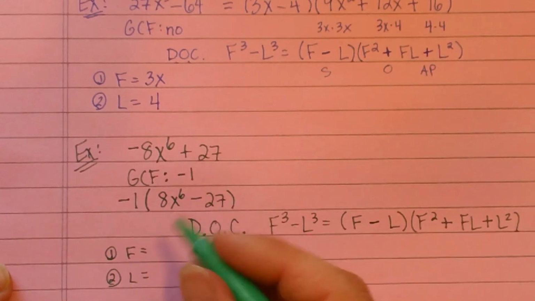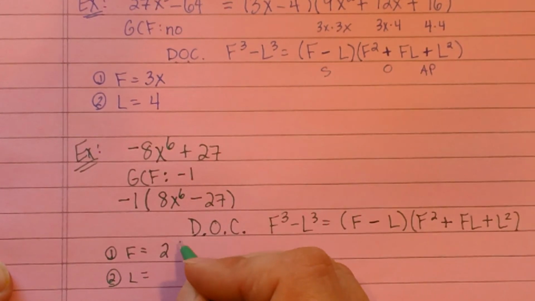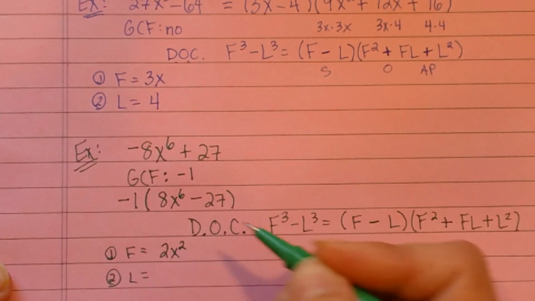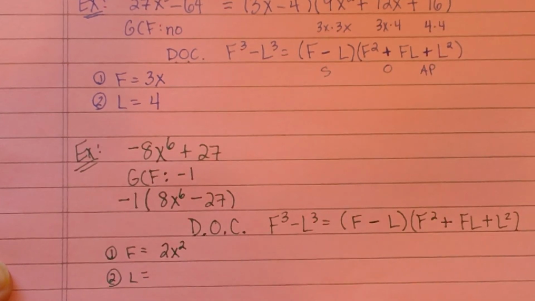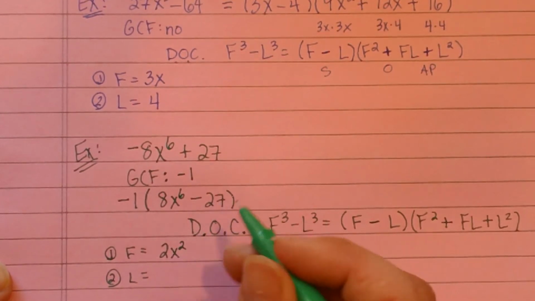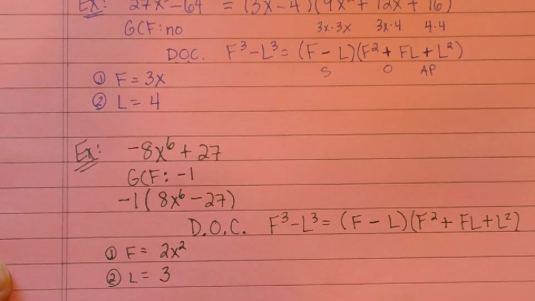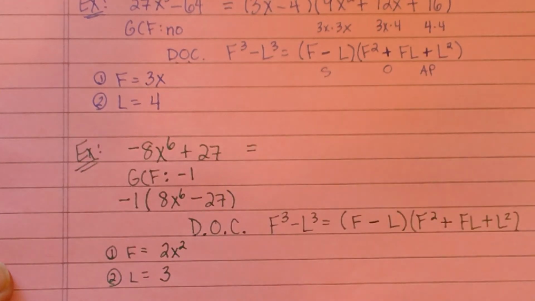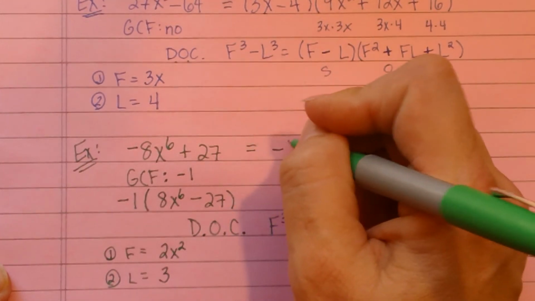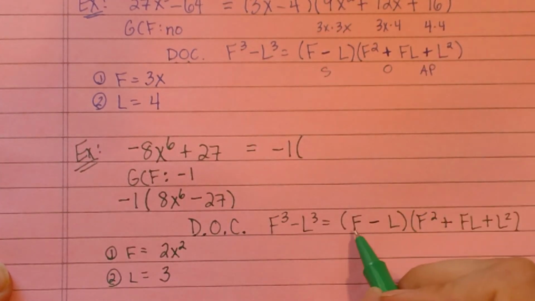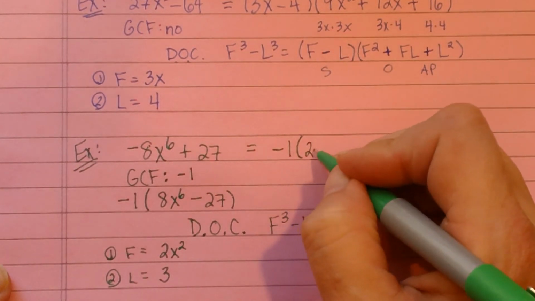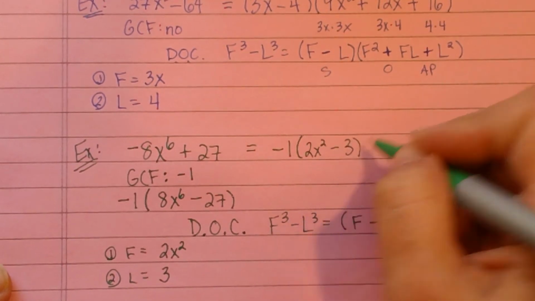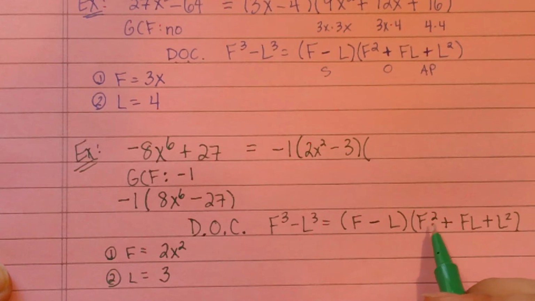F would be 2 times 2 times 2 to get 8. And then x squared gives you x to the 6, so 2x to the second. And then 27 is 3 times 3 times 3, so L is 3. When we factor our original problem, we put our greatest common factor of negative 1 times f minus L, so 2x squared minus 3, times f squared.